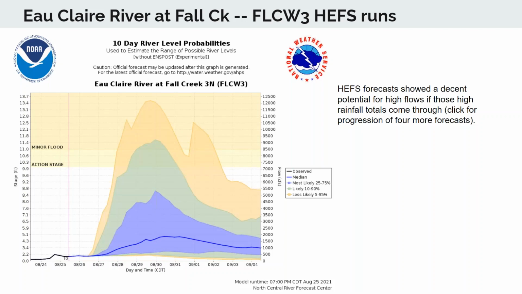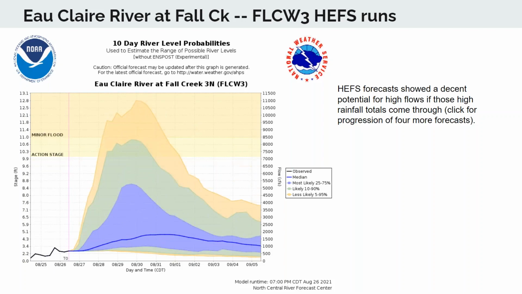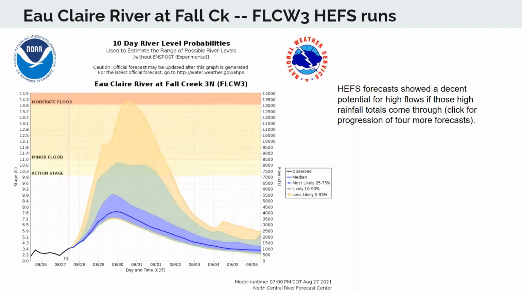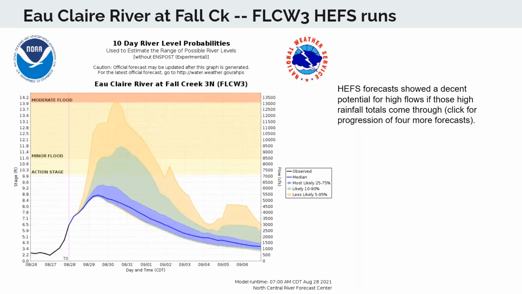But as we got closer, we started seeing those increase, started getting a better handle on it. We do have at least about a 10 to 15% chance of reaching action stage. And as we got even a little bit closer, that remained. And as things started to rise, we were starting to get a better feel for what we're going to see for a rise here at Fall Creek. So here's the most recent, the last one before we look at the results.